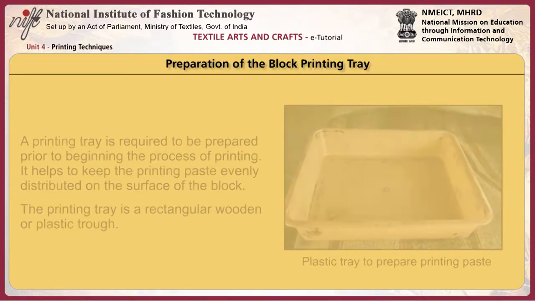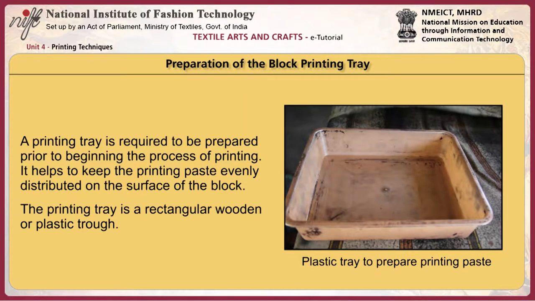Areas to be printed are marked with the help of fugitive color and measuring tape or scale. Proper gaps or seam allowances should be left for cutting and stitching. A printing tray is required to be prepared prior to beginning the process of printing. It helps to keep the printing paste evenly distributed on the surface of the block.